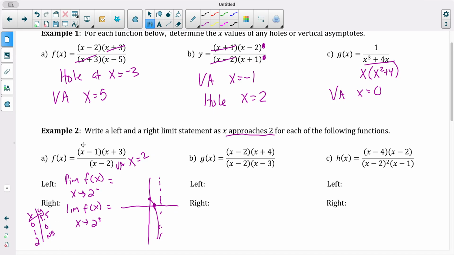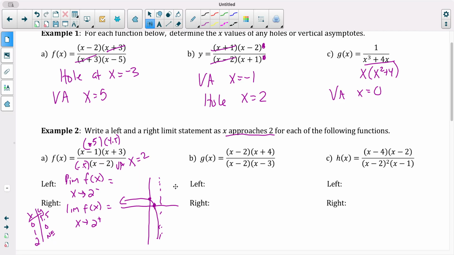Let's check. If I do 1.5, I would get 0.5 times 4.5, whatever that is, over negative 0.5. I'm going to get some positive number divided by a negative number, so it's going to be a negative. So the graph is going down, basically like that. And on the other side, it would be going up.